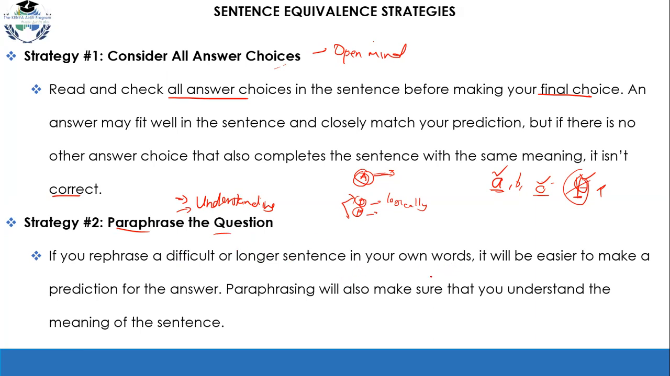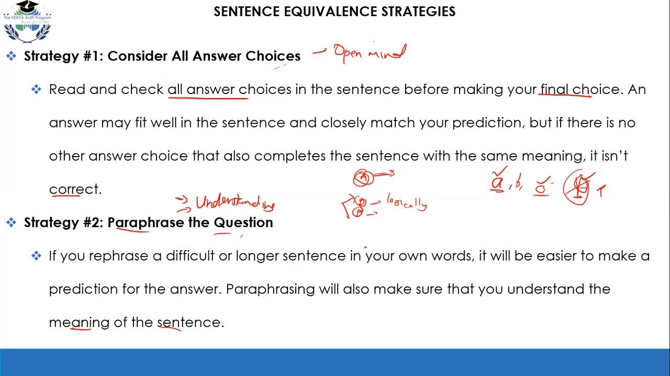If I'm able to put that sentence in my own words, it's going to be easier for me. Do I know what this sentence wants? Do I know what I'm expected to answer in this question? So try and break down the sentence, paraphrase the question. Have that question in your head in a way that you understand it. You don't have to answer the way they are asking you. Try to break down that question, understand it, answer that question in your head, and then look for the answers, all right? So paraphrasing will also make sure you understand the meaning of the sentence exactly. If you're able to break down that question in your own words, you'll really understand what this sentence wants and what it expects.